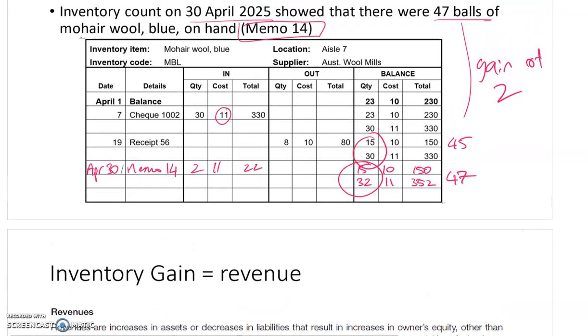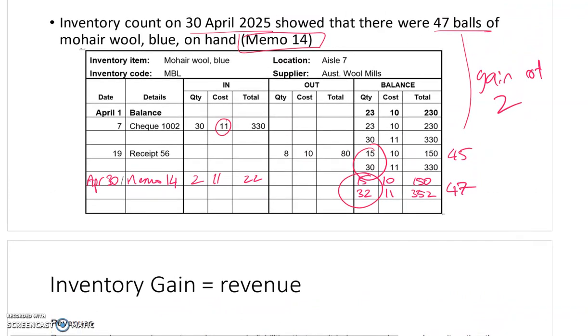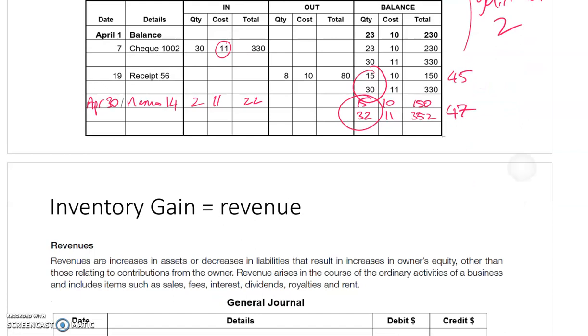So we recorded that in the inventory card, but we also need to record that in the general journal. So this transaction is going to end up in our general ledgers and the appropriate accounts. So an inventory gain is revenue. And why is an inventory gain revenue? Well, we have an increase in assets. So inventory's gone up, and it's going to increase our owner's equity, and it's not because of a contribution by the owner.